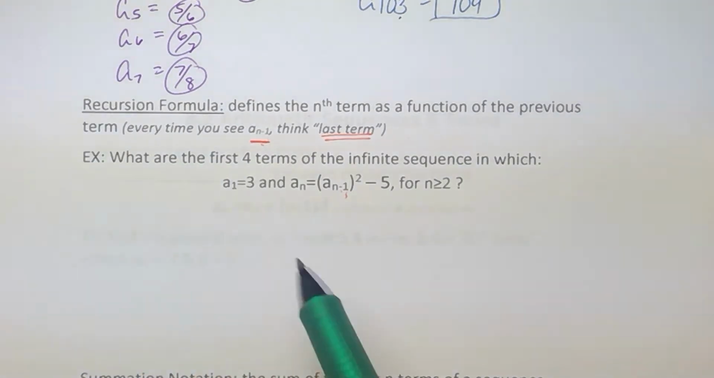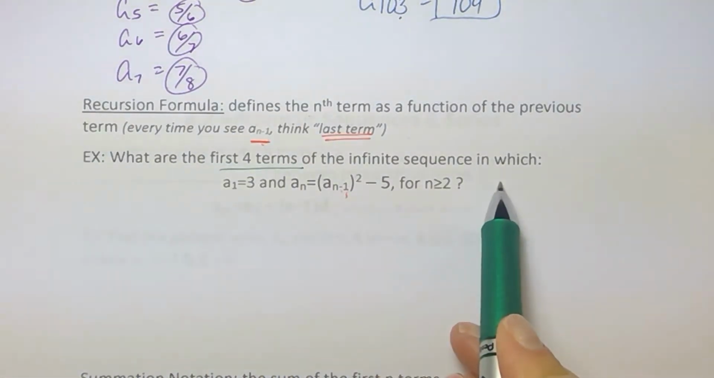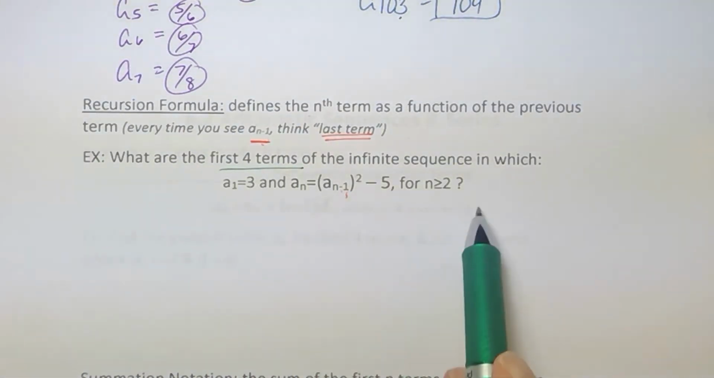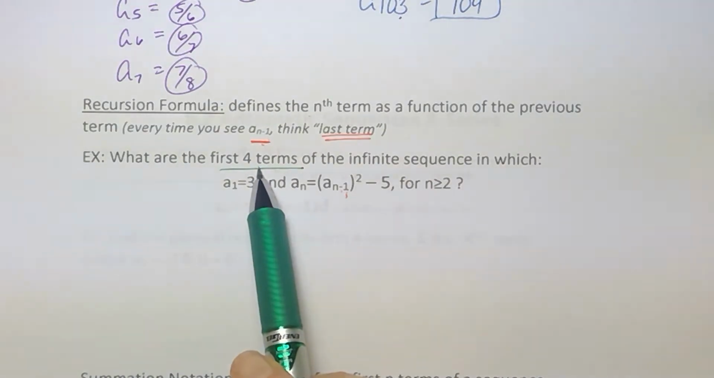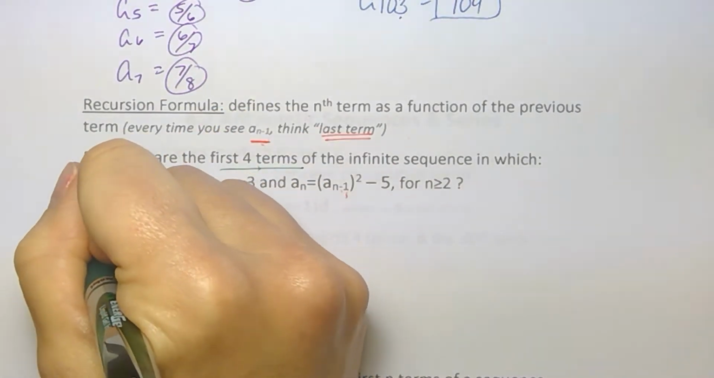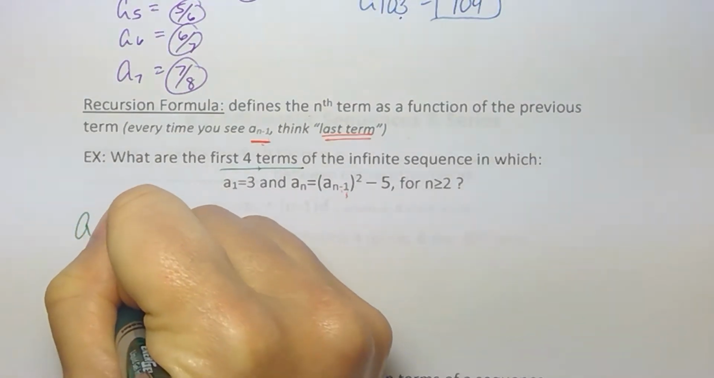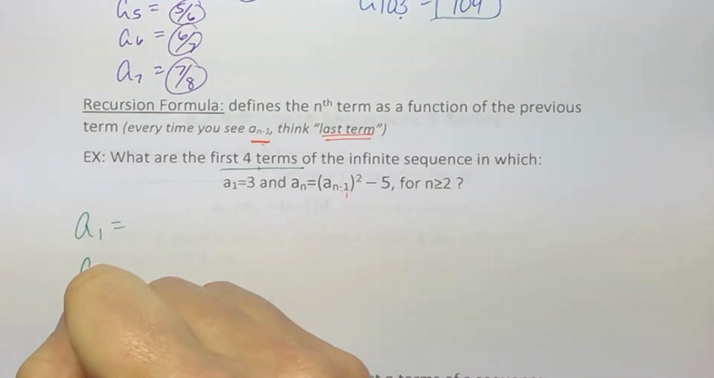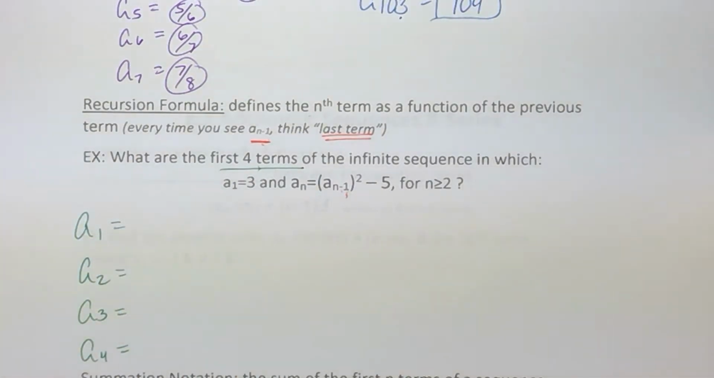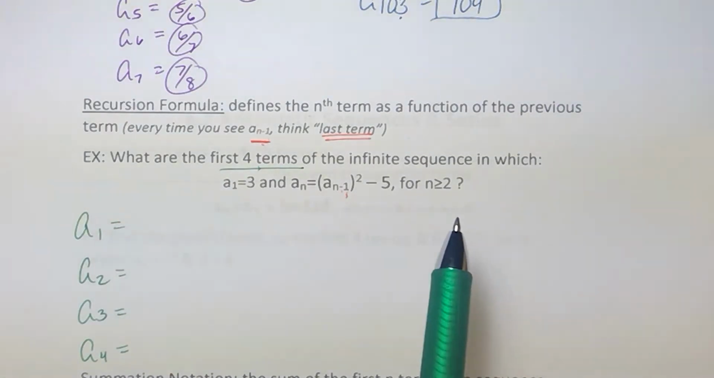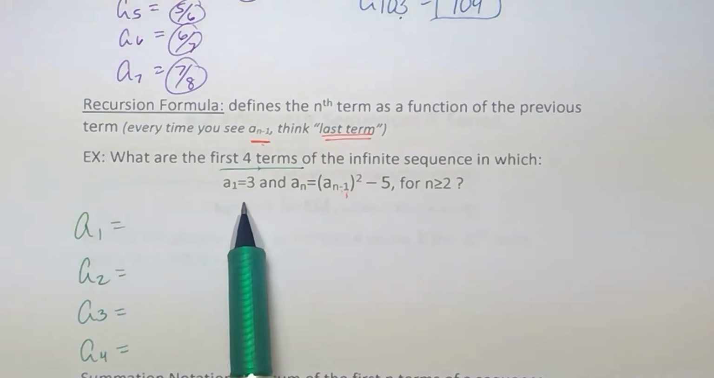What are the first 4 terms of the infinite sequence in which, and then I'm given some information. So I'm asked to find the first 4 terms. That means I'm going to need a sub 1, a sub 2, a sub 3, and a sub 4. I'm not asked for something like a sub 20 or a sub 37 because I would have to find all of them up to that since it's a recursion formula. Okay, here's the information I'm given.